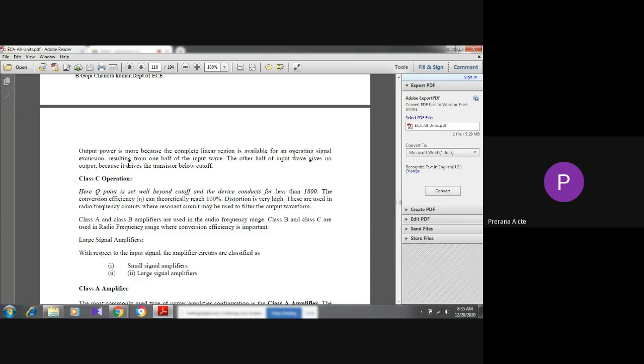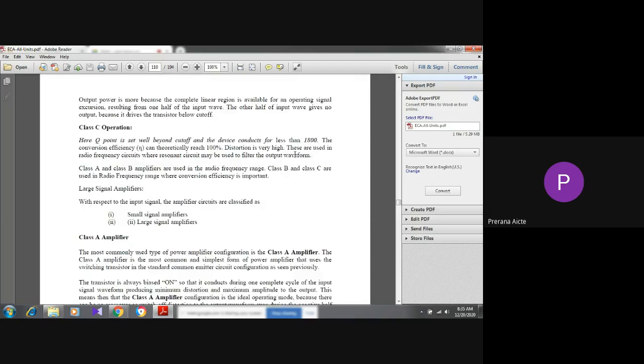Similarly, class A and class B are used in the audio frequency range, but class B and class C are used in the radio frequency range. Among these amplifiers, only class A and class B are used in the audio frequency range, and the remaining class B and class C are used in the radio frequency range.